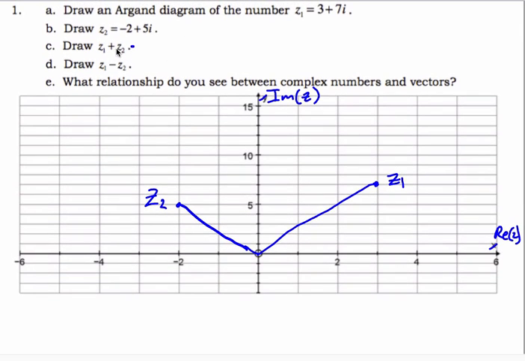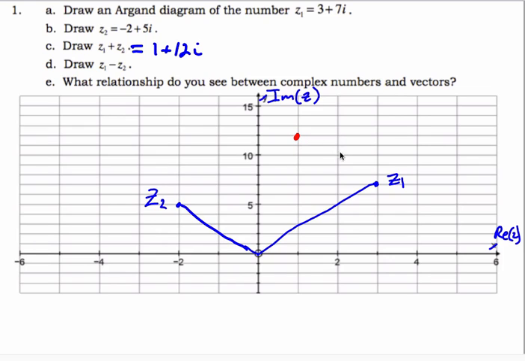So if we add z1 and z2, we add the real parts, and we get 3 plus negative 2, we get 1. And 7i plus 5i, we get 12i. Okay, so that's going to be the complex number 1 plus 12i. Let me do that in red. So 1 plus 12i is right here.